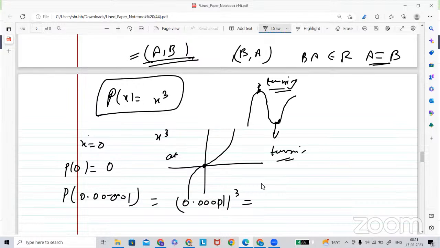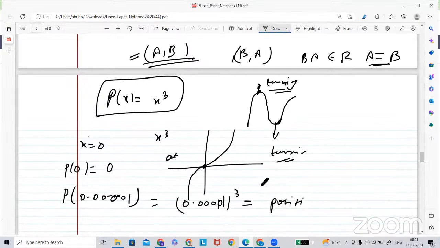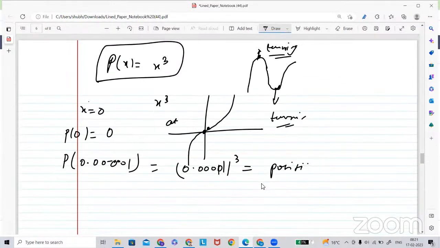So this is still positive, right? Very close to 0. I'm saying take a number. And simply take minus 0.0001. This is going to be some p. And if you take the cube of it, still it is negative.